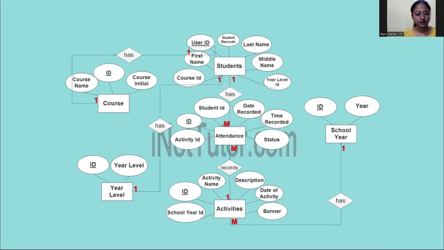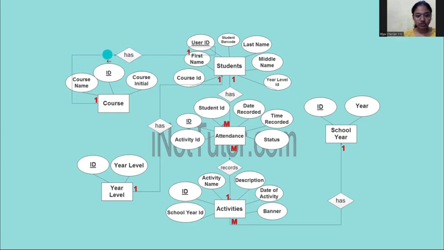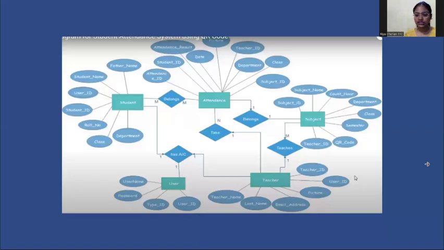You may have noticed few rhombus or diamond shaped symbols. It means relation. Has here is used to describe the relationship between the entity course and students. Has here is used to describe the relation between students and attendance. Meanwhile, records is used to describe the relationship between activities and attendance. These are few more examples.